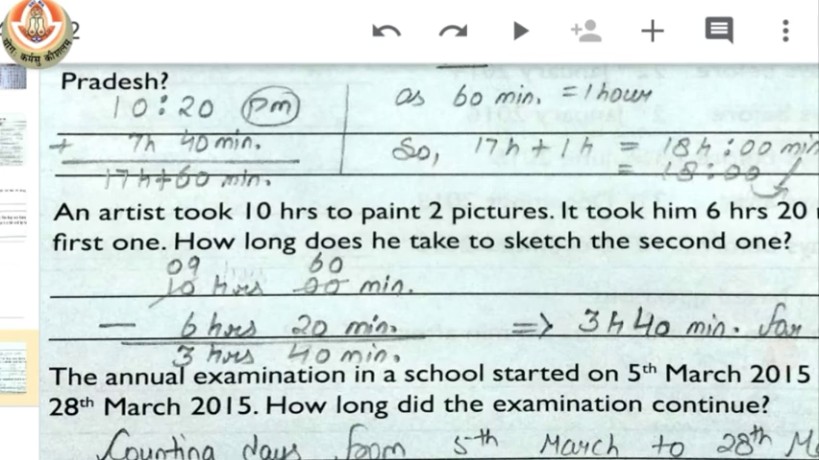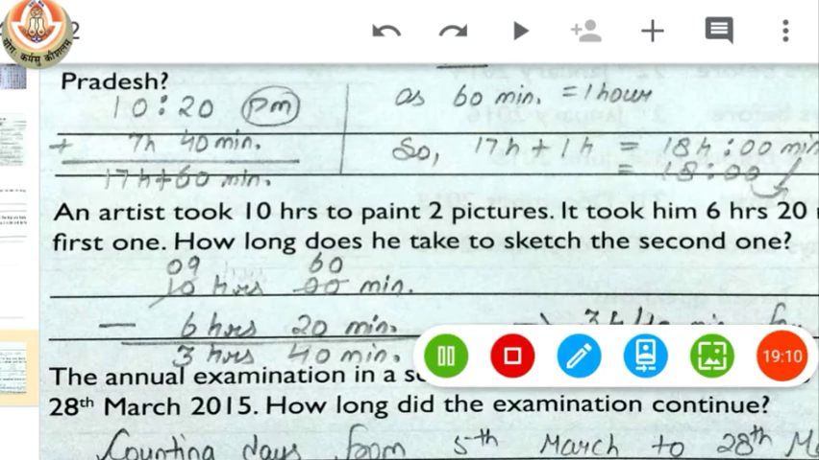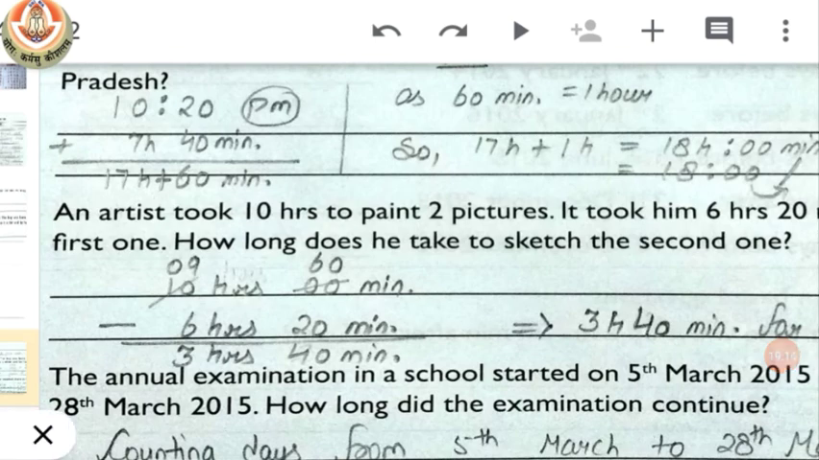Now 60 subtract 20 minutes, so we have 40 minutes, and on the other side we have 9 hours, and 9 hours subtract 6 hours, we have 3 hours. That means he takes 3 hours 40 minutes for the second sketch.